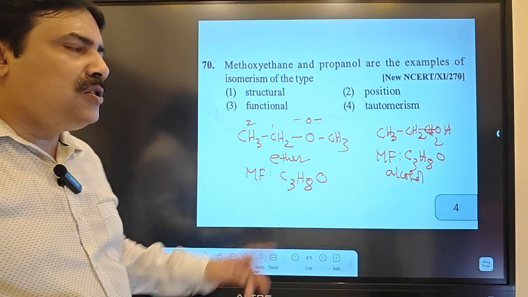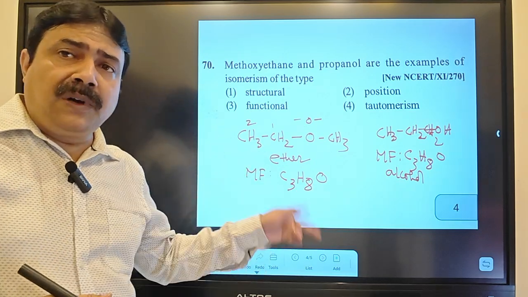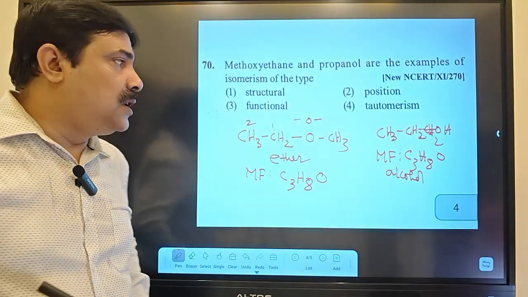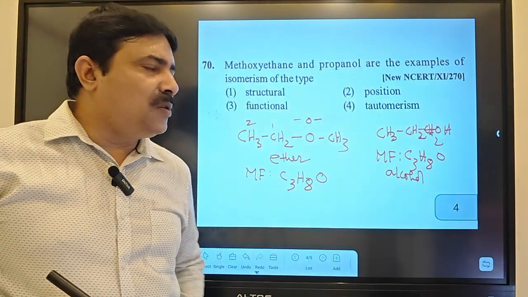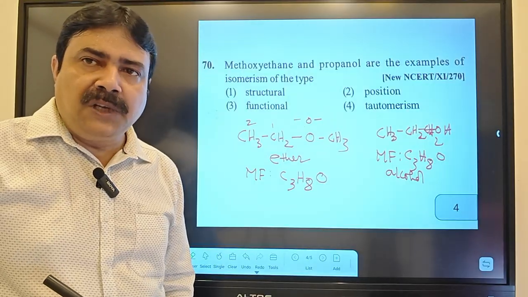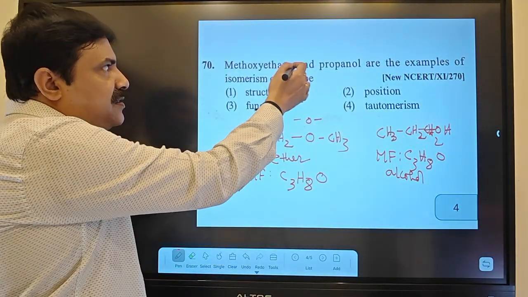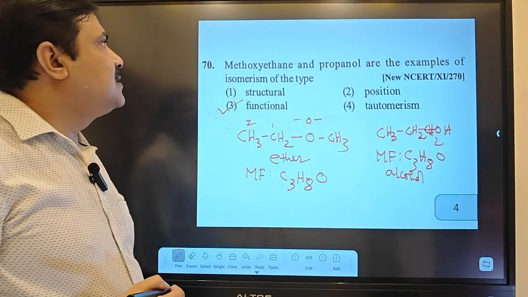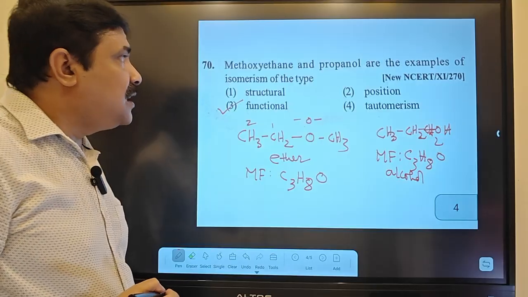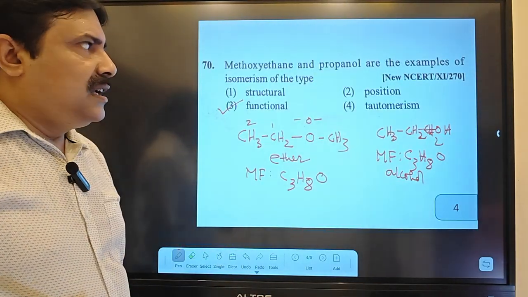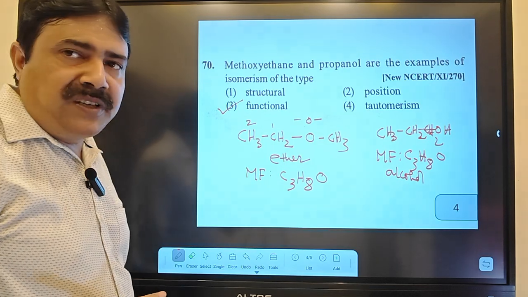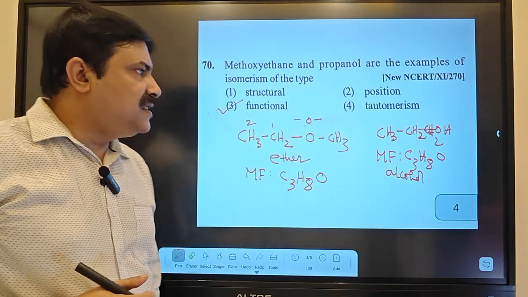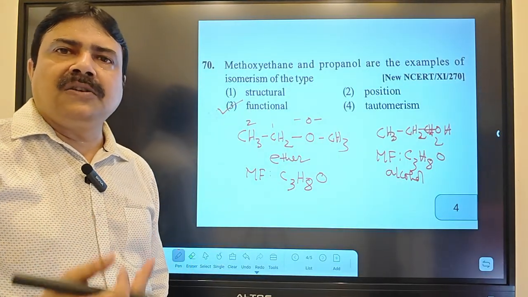So when the molecular formula is the same, the degree of unsaturation is also the same by default, but the reverse is not true. But one is an ether and the other is an alcohol. Both are different functional groups. So that is functional group isomerism. Looking at the third option, methoxyethane and propanol are examples of functional isomerism. It's not structural, not position, not tautomerism. They have the same molecular formula, only the functional groups are different. That's why they are functional group isomers.